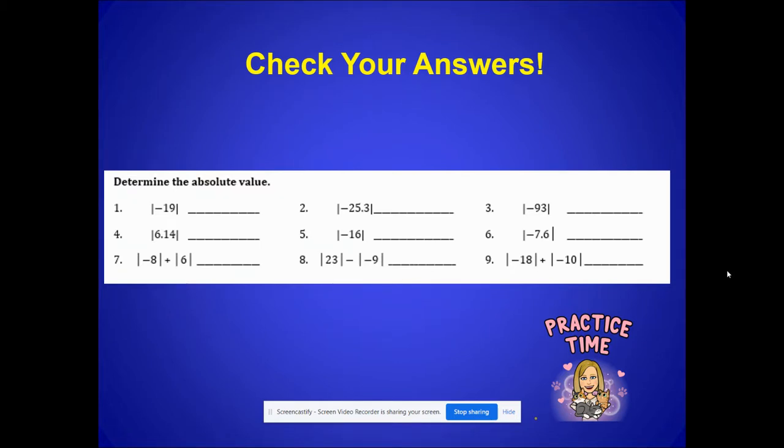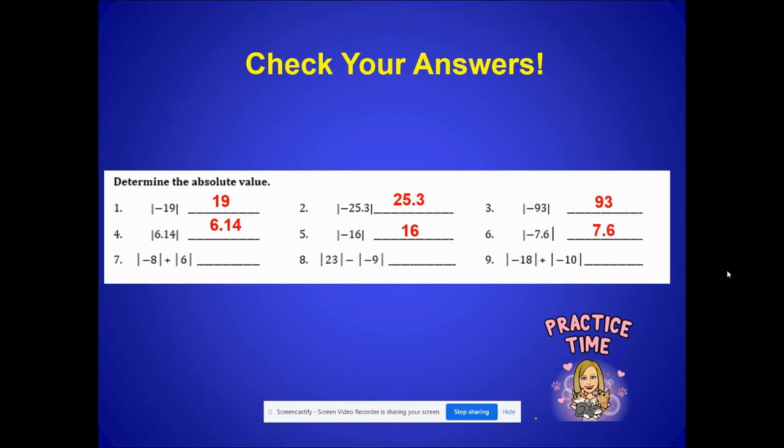So number 1, the absolute value of negative 19 is 19. Number 2, the absolute value of negative 25.3 is 25.3. Number 3, the absolute value of negative 93 is 93. Number 4, the absolute value of 6.14 is 6.14. Number 5, the absolute value of negative 16 is 16. Number 6, the absolute value of negative 7.6 is 7.6.